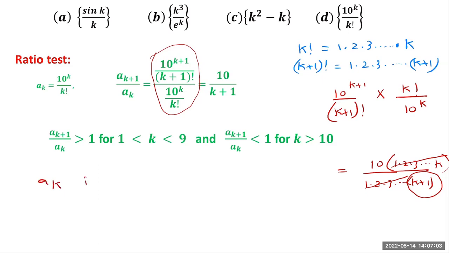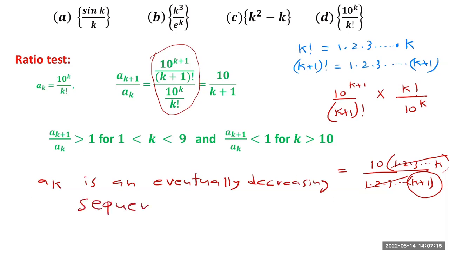In this case, a_k is an eventually decreasing sequence. And then to determine whether it is a bounded sequence, I will leave it as an exercise. It is very similar to the previous part. Try to follow the same ideas we used in the previous part.